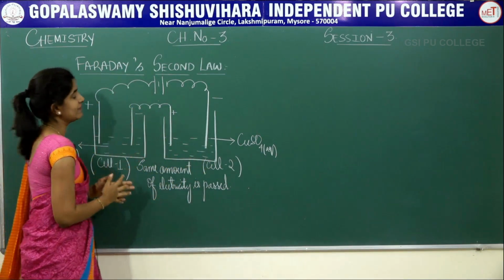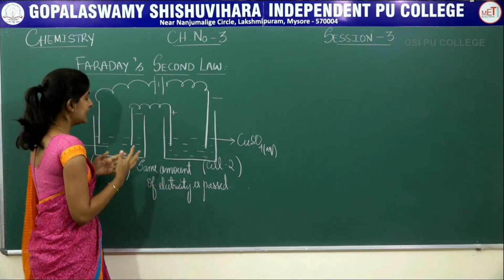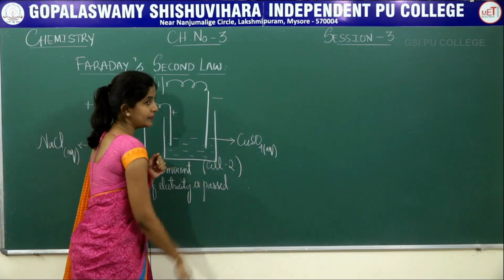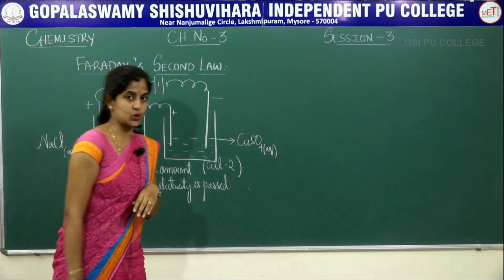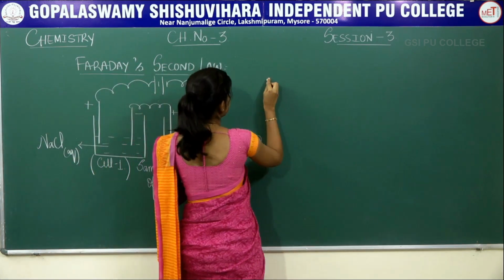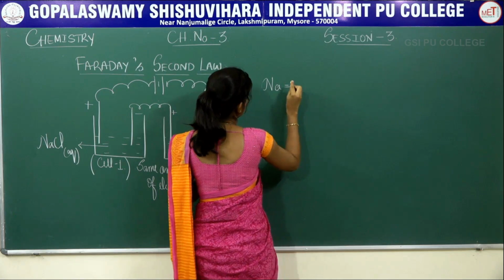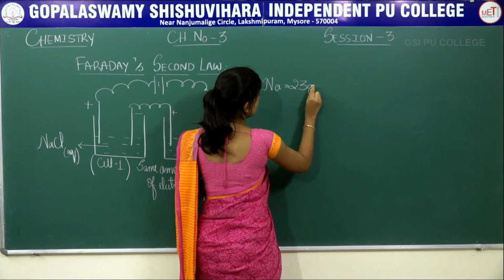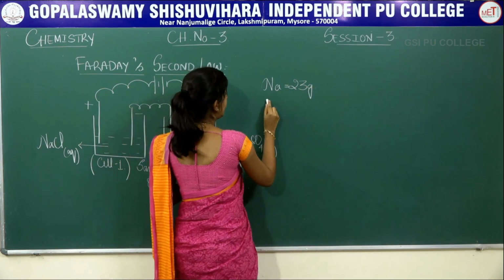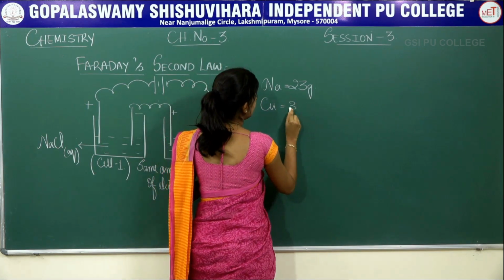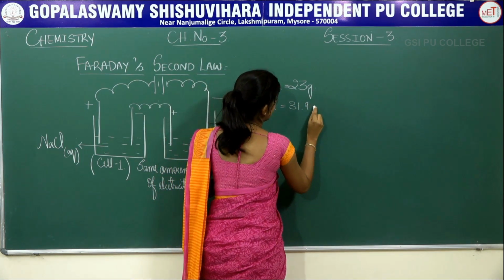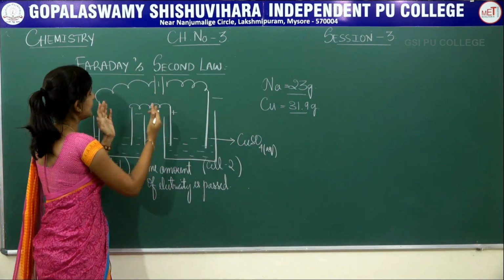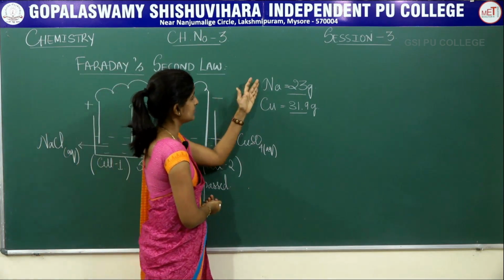When both cells have the same amount of electric current passed through, we can observe that the amount of sodium deposited and the amount of copper deposited at their respective electrodes is, say, sodium equal to 23 grams and copper equal to approximately 31.9 grams.